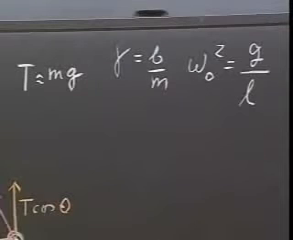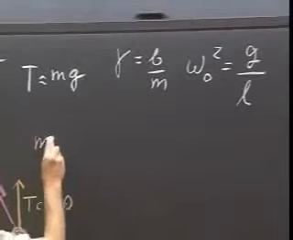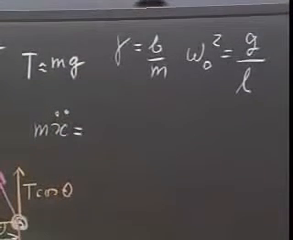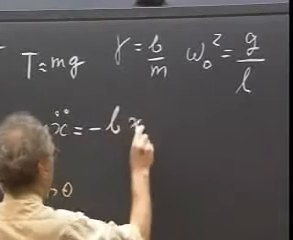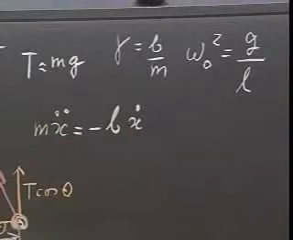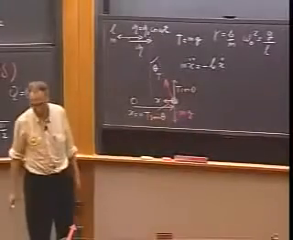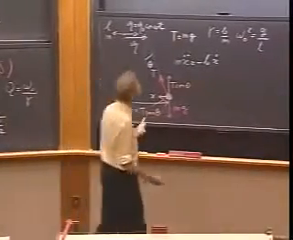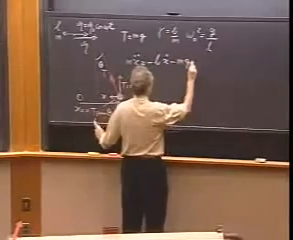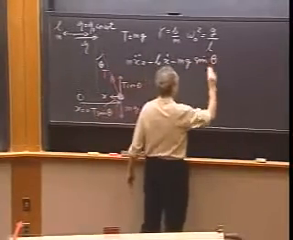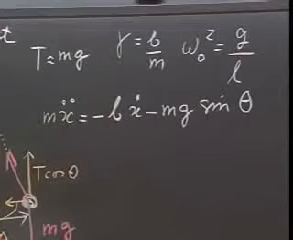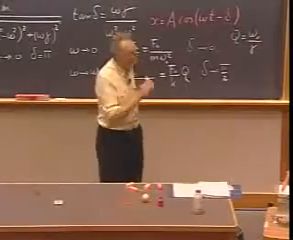So now I'm going to write down Newton's second law. So I get m x double dot, and then I get minus b x dot, that is the damping. And now comes this force, which is the only one that wants to drive it back to equilibrium. That's the restoring force. And so if you accept my T being mg, that is mg times the sine of theta. That's the differential equation that I now have to solve. That is a driven system.